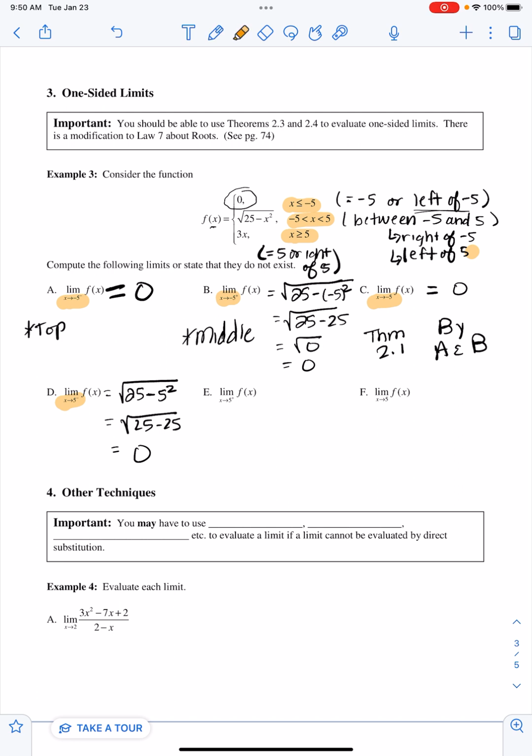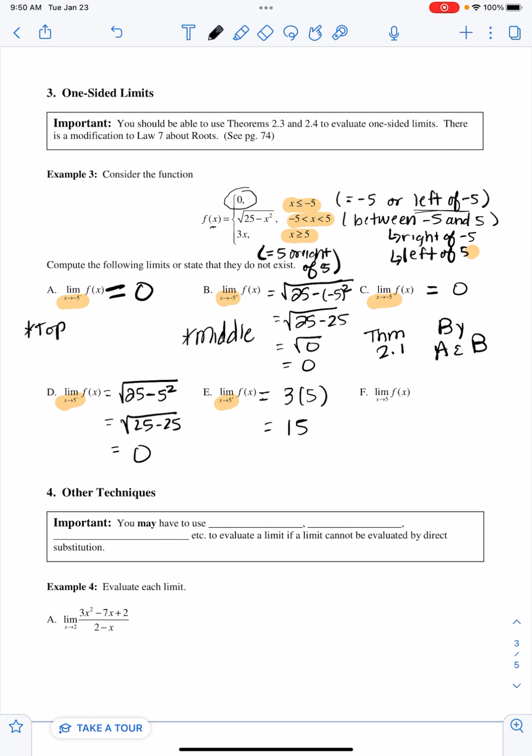Okay, on the next one, I want to look at the right side of 5. So on the right side of 5, that should be this formula here, where I put equals -5, or there should be another little r in there, the right side of 5. So we're going to be using the bottom formula for this one. So if I plug this in to the bottom formula, I'm going to get 3 times 5. And that's equal to 15.